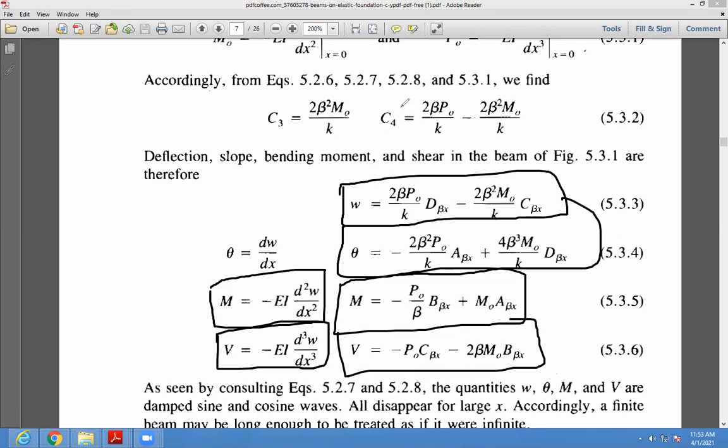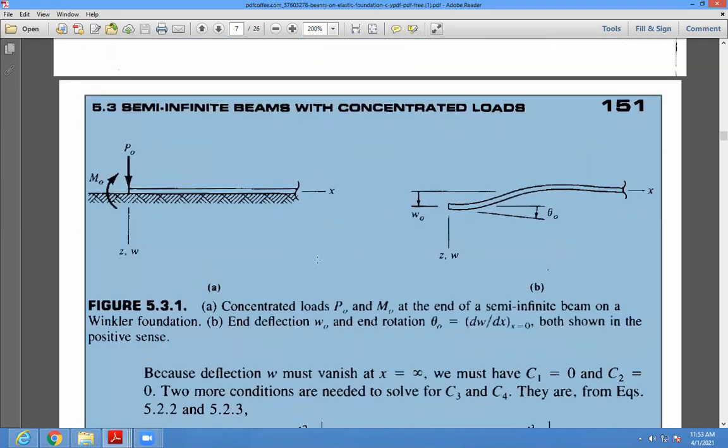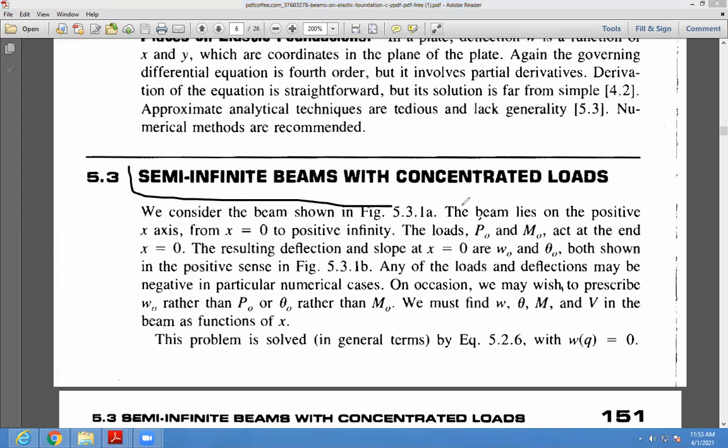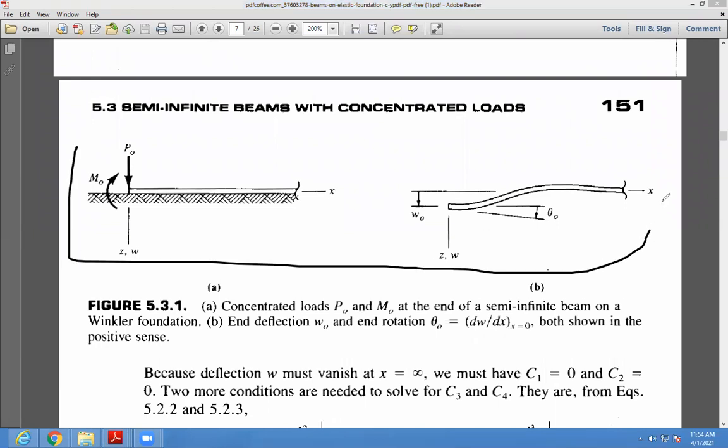So all of you, if you have written the title of the case, that is semi-infinite beams with concentrated load, please draw the diagram and then write down the equations, that is the last equations. Please draw these diagrams.